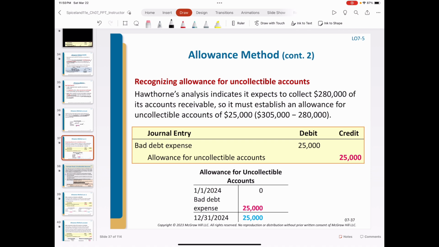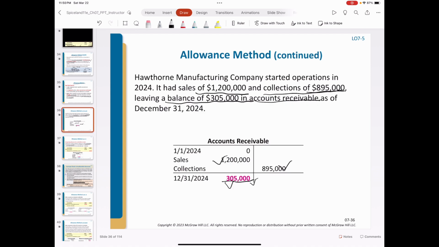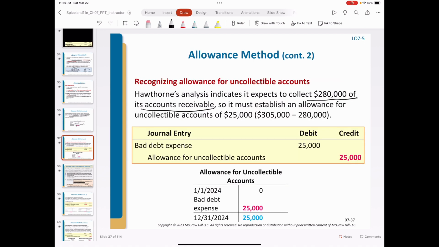It indicates 280,000 out of the 305,000 will be collected. $25,000 will not be collected. So this is an estimated amount, okay? So we're going to debit $25,000 bad debt expense. This is an expense, okay?